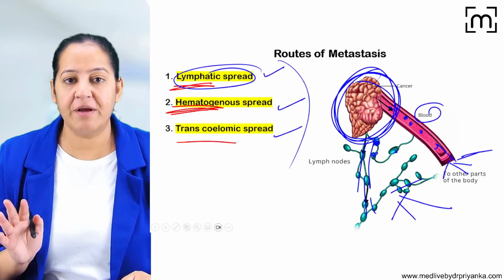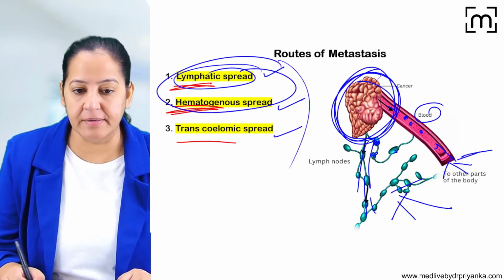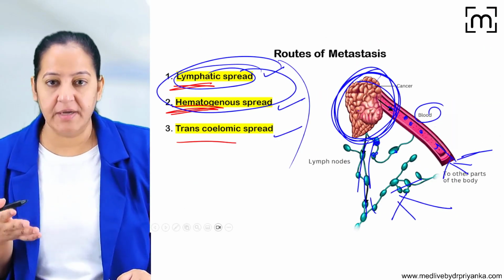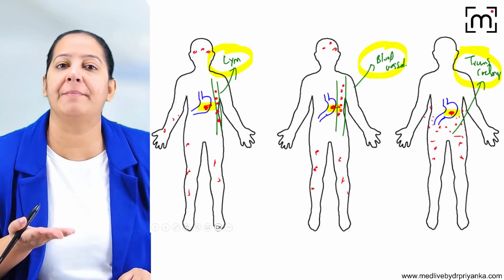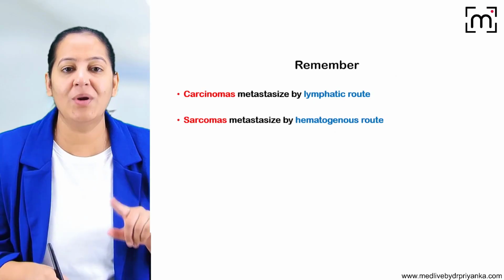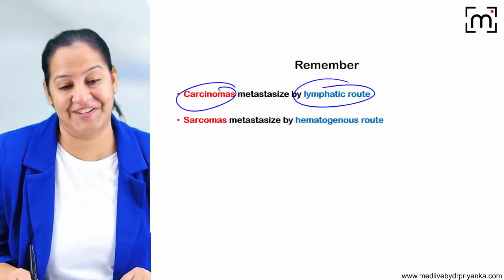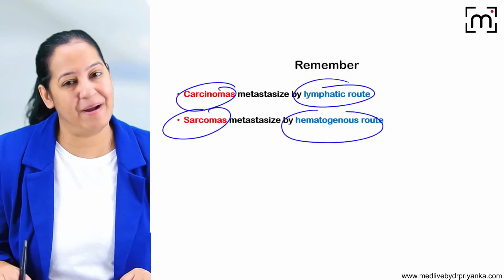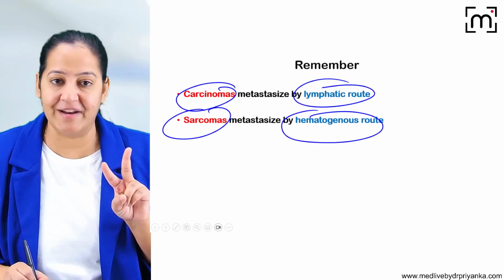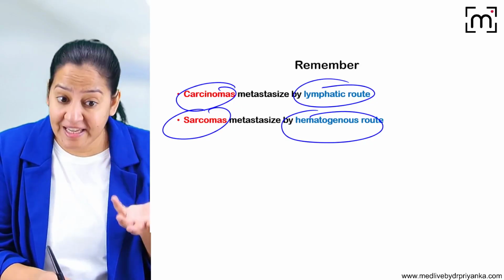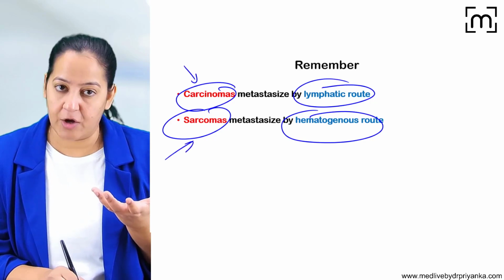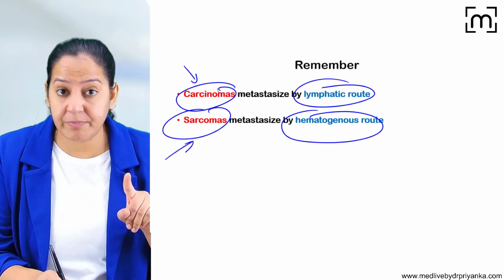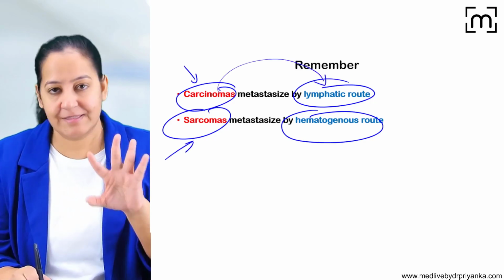Before coming to that, these two routes are important. Which tumor spreads by which route? Does a tumor spread more by the lymphatic route or more by the hematogenous route? There is a rule: carcinoma spreads by the lymphatic route and sarcoma spreads by the hematogenous route. We know there are two types of malignant tumors. The malignant tumors of epithelial origin are carcinomas and the malignant tumors of mesenchymal origin are sarcomas. So carcinomas spread mostly by lymphatic routes, but exceptions are there.